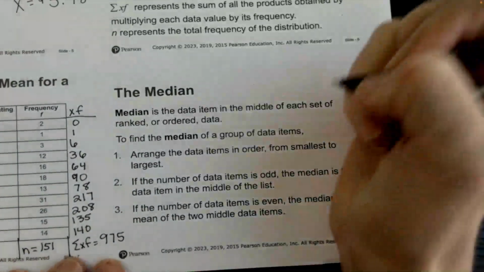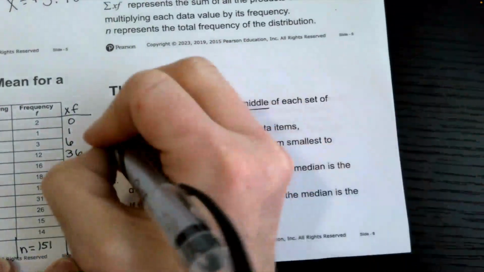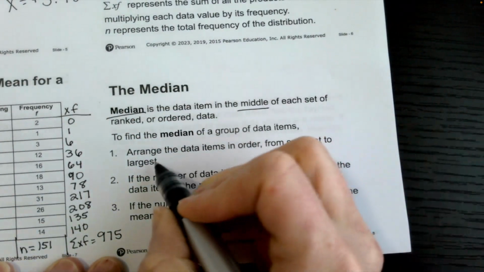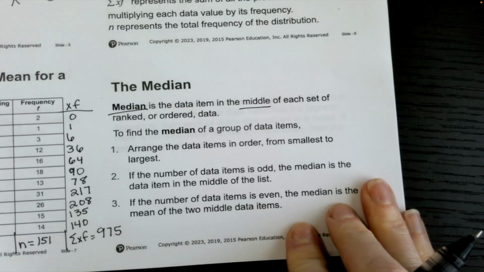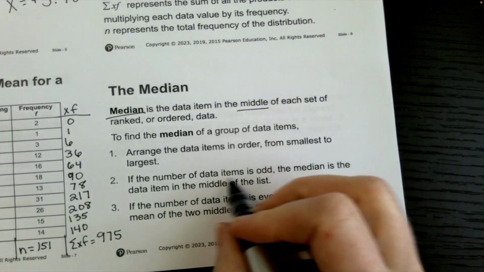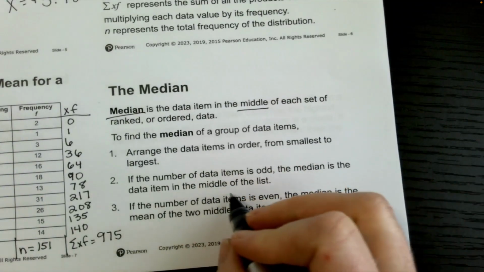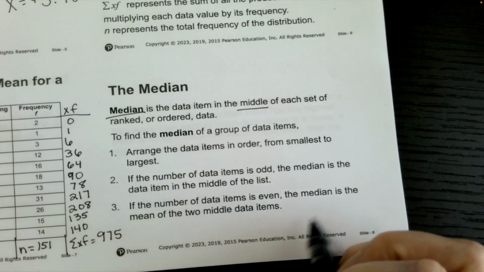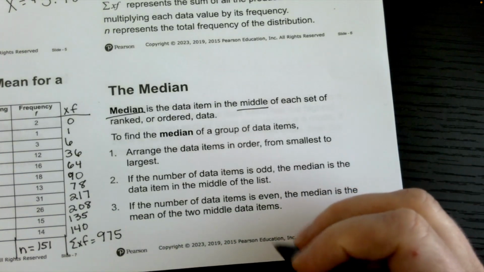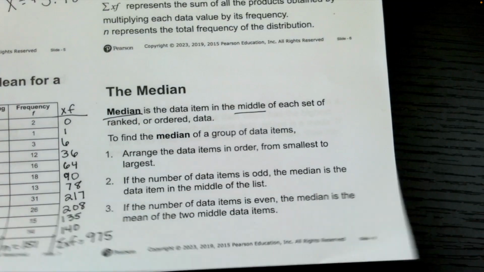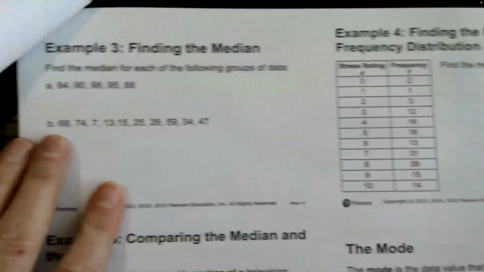And the median is the middle. So the way you find your median is you arrange your data items in order from smallest to largest. If the number of data items is odd, the median is the middle item. If it's even, then you have to find the mean of the 2 middle items. So we'll do an example.